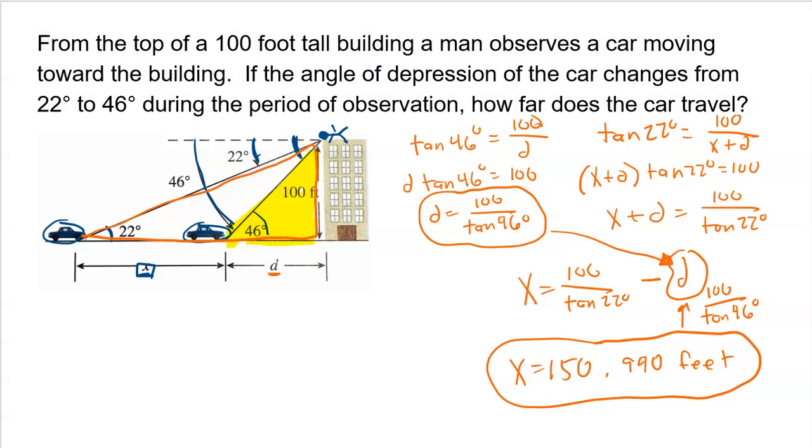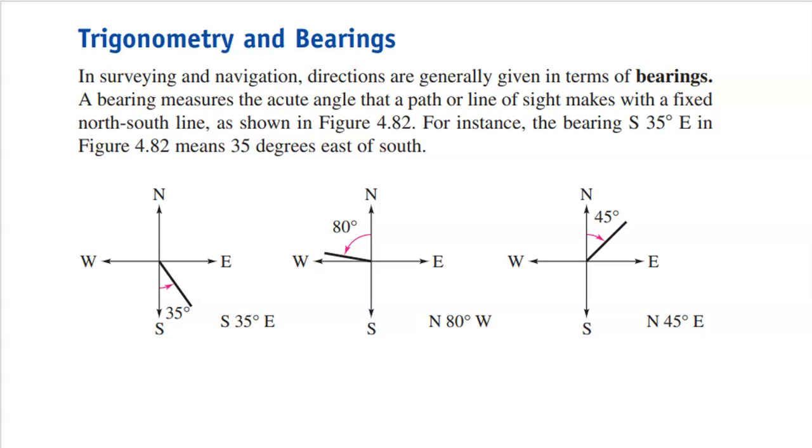All right, the last type of problem we're going to deal with in a real world scenario is ships at sea. And in surveying and navigation, directions are generally given in terms of bearings. A bearing measures the acute angle that a path or line of sight makes with a fixed north-south line, as shown in these figures below.